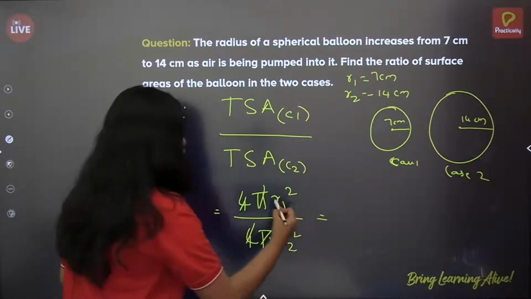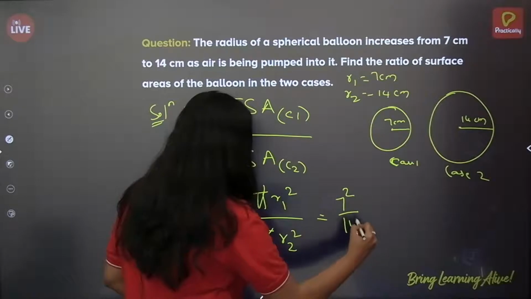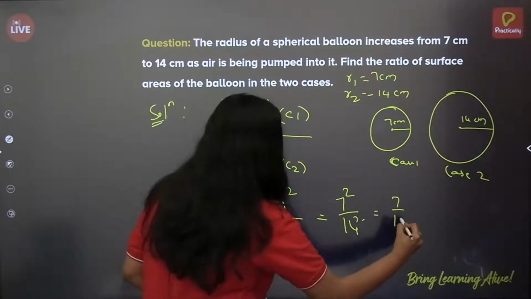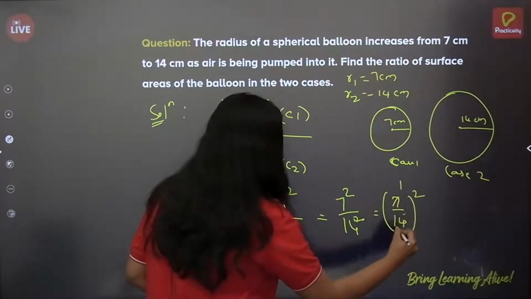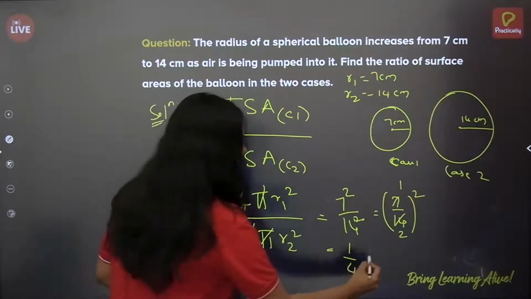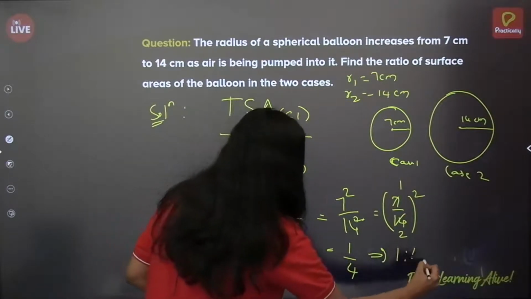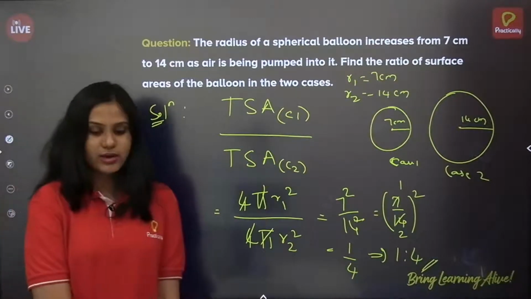Now substitute. What is r1? 7. So 7 square by 14 square. That is 7 by 14 whole square. 7 times 1, 7 times 2. 1 by 2 whole square is 1 by 4. So the ratio is 1:4. Super easy, correct? Very good, Saraswati. 1:4, correct.